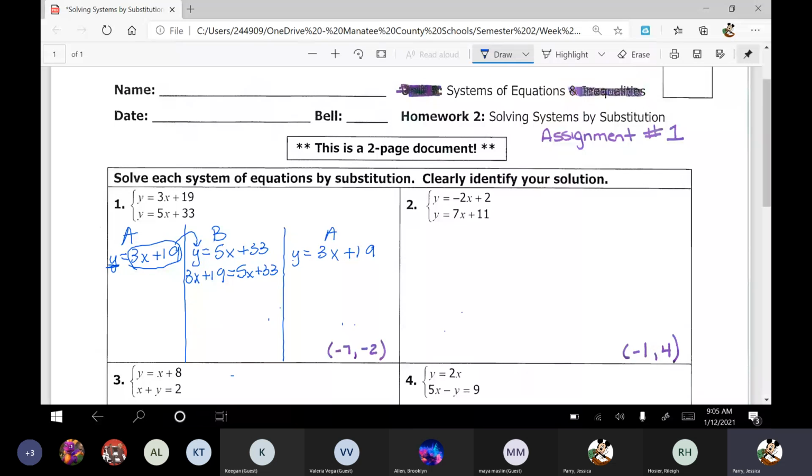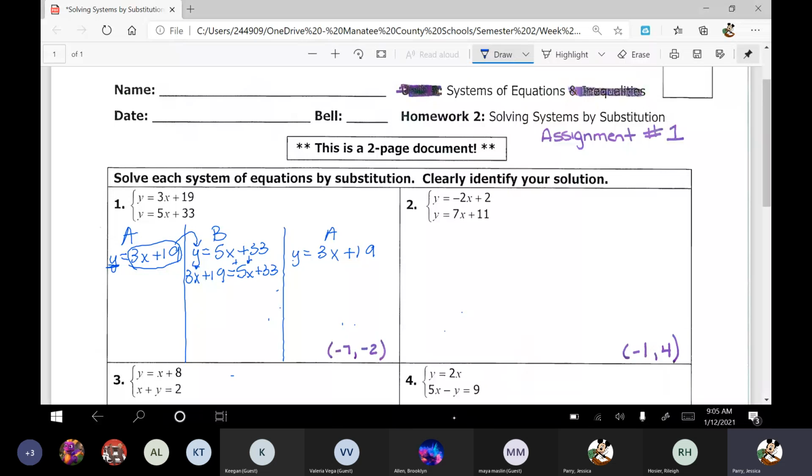Perfect. So I'm going to continue with problem number 1. We plugged in, we did our substitution into our B equation. So now I'm going to start solving for x. I need to solve for the variable that's left. You can see we have the variable x on both sides of this equation, so it's just solving a multi-step equation.